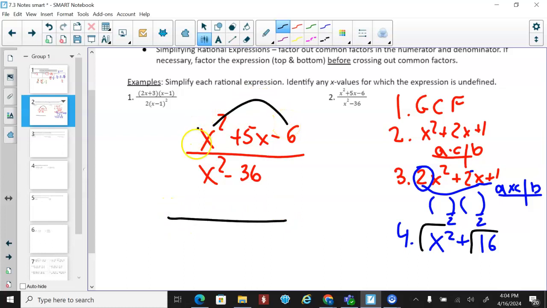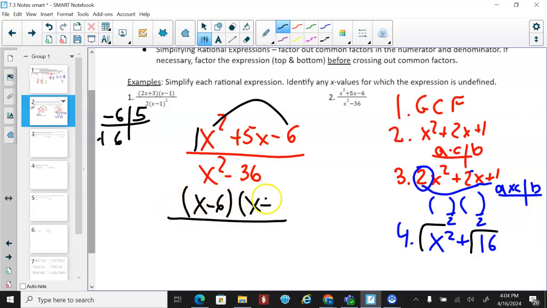We're going to multiply the first number 1 times -6, it's -6, and that has to equal the middle number, which is 5. So two factors that multiply to -6 but add to 5, it's 1 and 6. And of course, 1 has to be negative to give me 5. So instead of x squared plus 5x minus 6, I'm going to write x minus 1 and x plus 6, which are two binomials, okay?